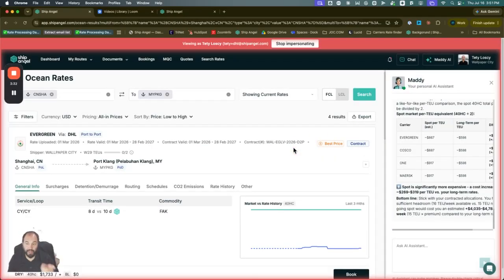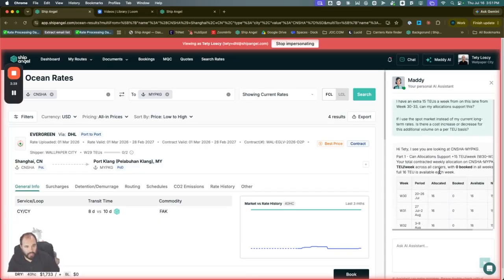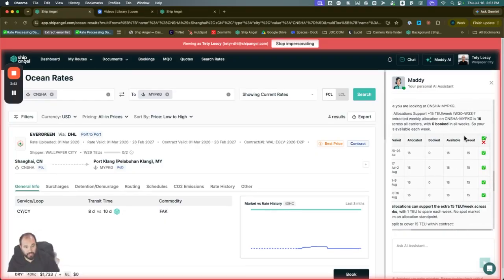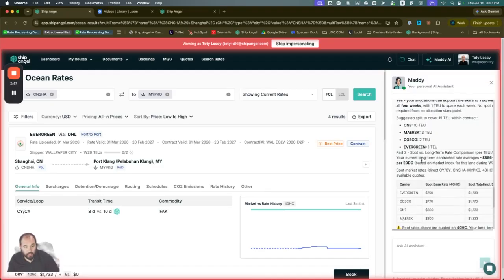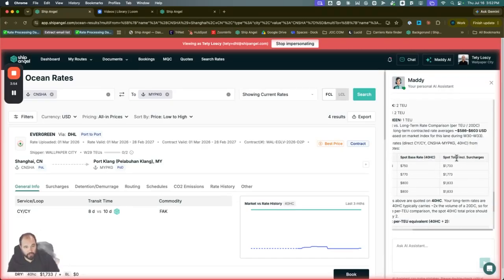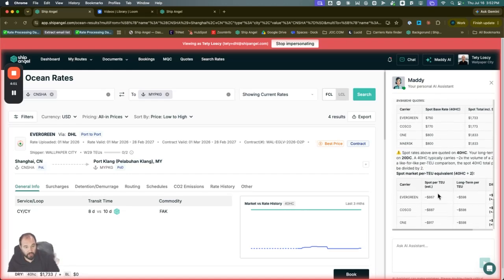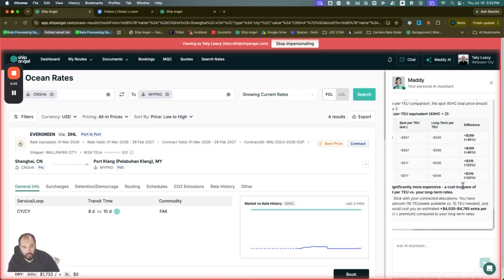I could go research this, but Maddy can as well here. And so you'll see on the right here, based on this search, I have extra allocations. She's basically saying you do have support here because you have open allocations booked. And oh, by the way, this is probably how you should book it. But also then part 2. Evergreen, spot market per high cube, spot market rate versus your rate. There's a differential, there's a potential savings here. And so savings per TEU for Evergreen is $867 per TEU, a 45% reduction.